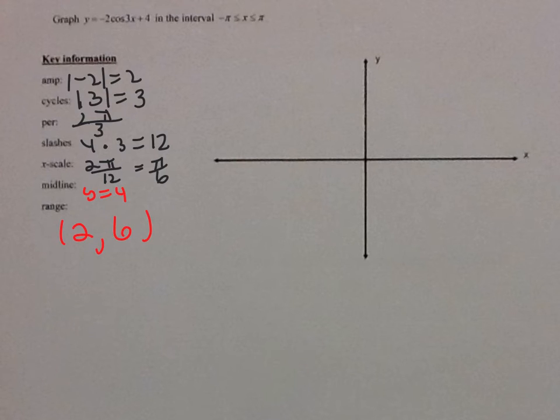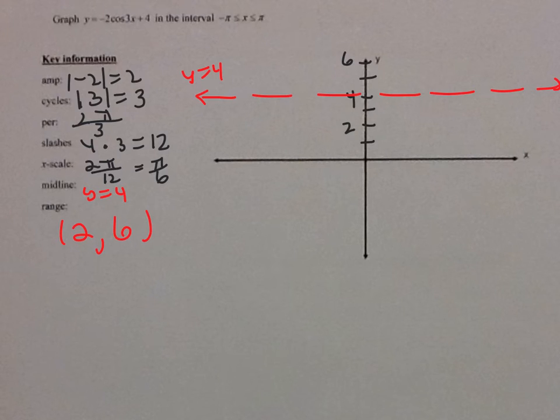Okay, so let's graph the midline. So we're going to go to 4. So here's 4. So graph your midline. So that's y is equal to 4. All right, so my amplitude is 2, so it's going to go up 2 from here, which is going to put me at 6, and down 2, which is going to put me at 2.